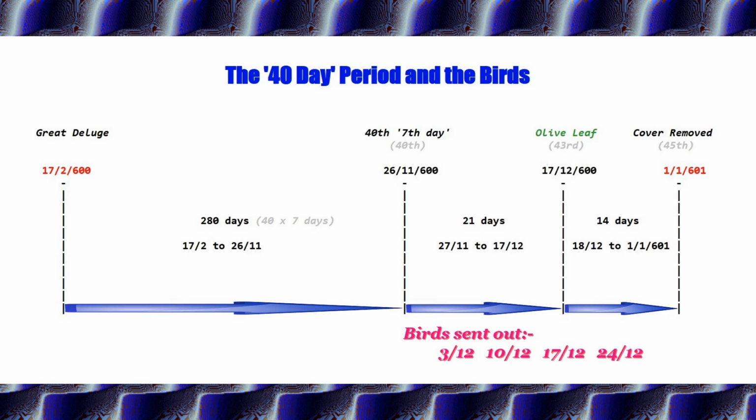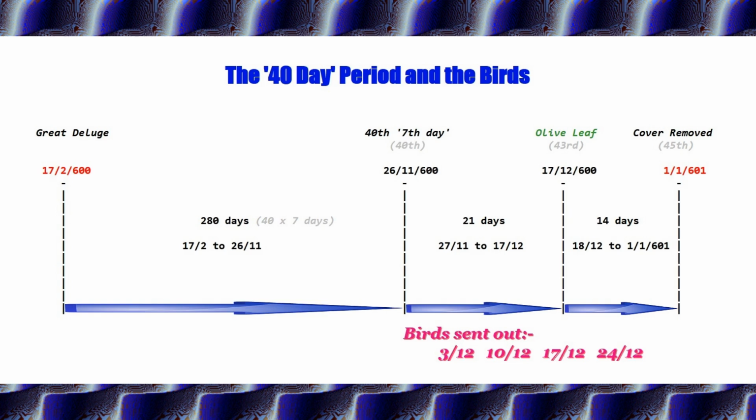Next, we will consider the 4 references to 40 days. 2 of these periods are strongly connected to the flood itself. They are: 1. The flood was on the earth 40 days, and 2. At the end of 40 days, Noah opened the window of the ark. The Genesis 7 verse 17 and 8 verse 6 references.